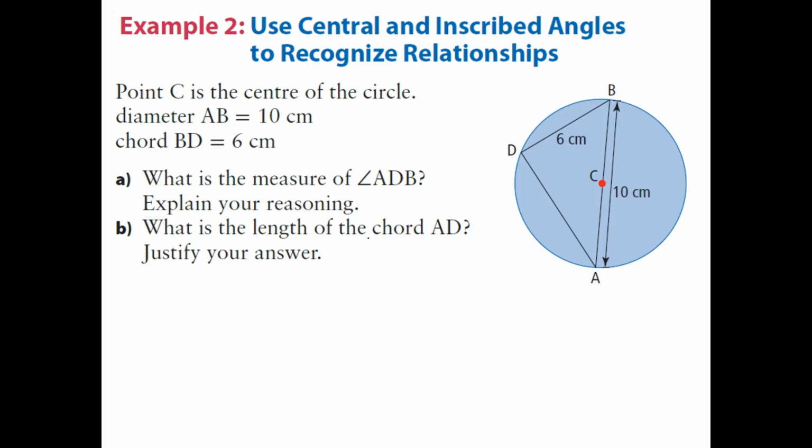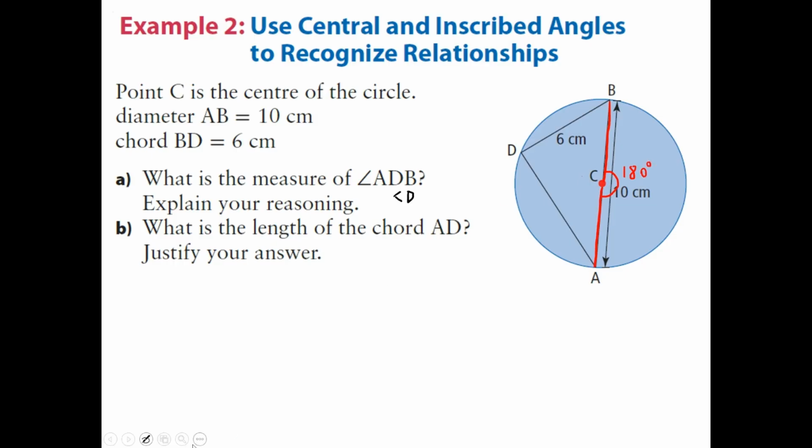Okay, let's go over another example. Here we have point C as the center of the circle. Diameter AB equals 10, and the chord BD equals 6. It asks us, what is the measure of angle ADB? So angle D here, what is the measure of that? Now, according to my property, this is my central angle. If you think about it, this is the radius, right? And then this is the radius. So hence that forms a diameter. I have two radiuses, that's my central angle. So this here should be 180 degrees.